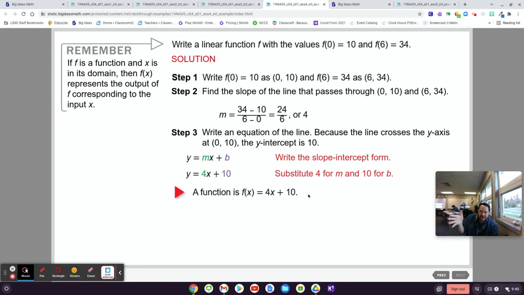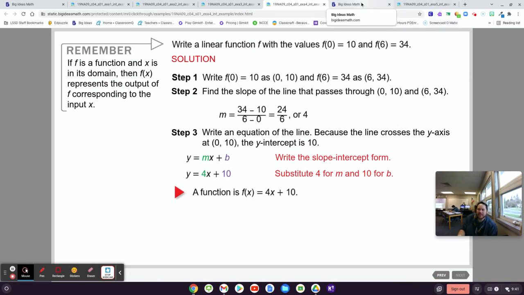One way you can always check to see if your equation's right is to take these values and plug them in and make sure that they work. So when you plug in 6 for x here, does it give you 34 for y? It does. And if it works for both of those points, then it means you probably did the equation right.